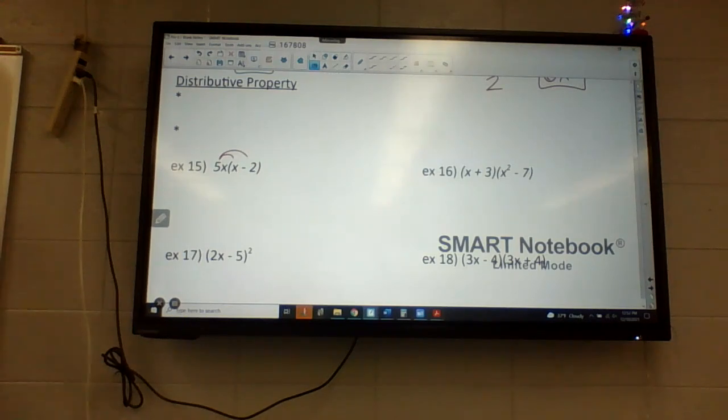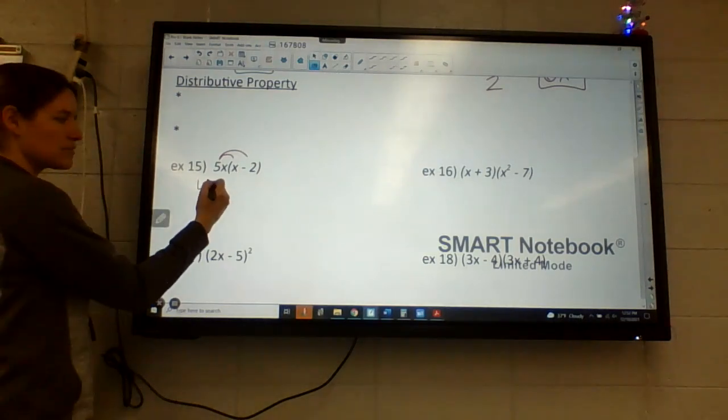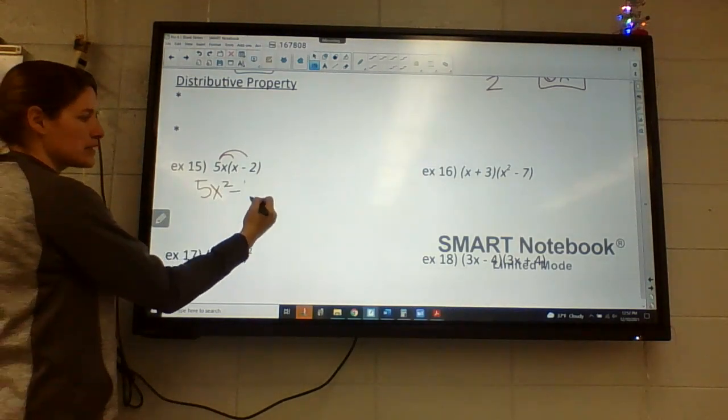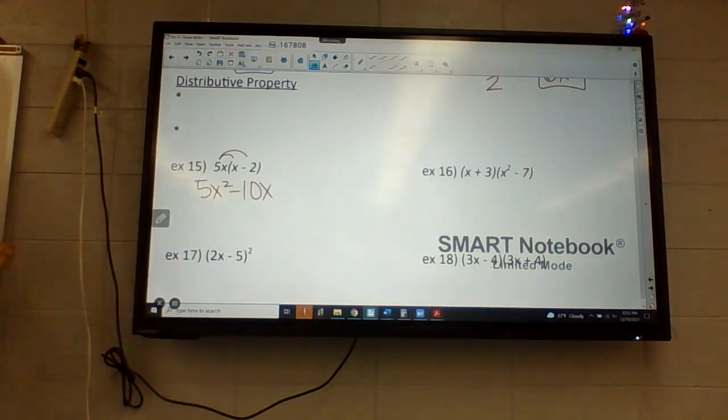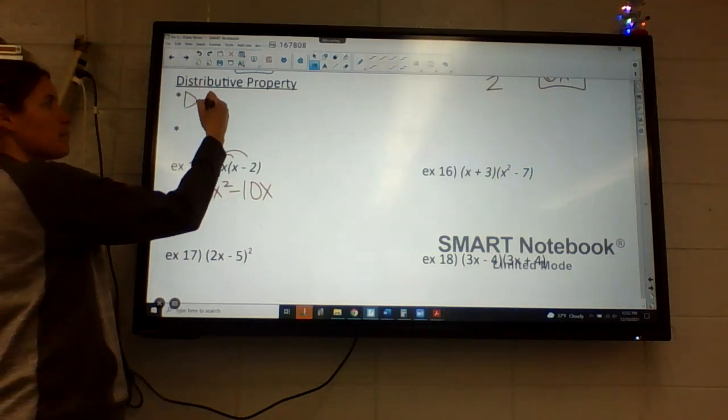So example 15 here, we're just distributing this in. So this is 5x squared minus 10x. So we're just distributing. Then if we're able to, we combine like terms. So you distribute first, then combine like terms.